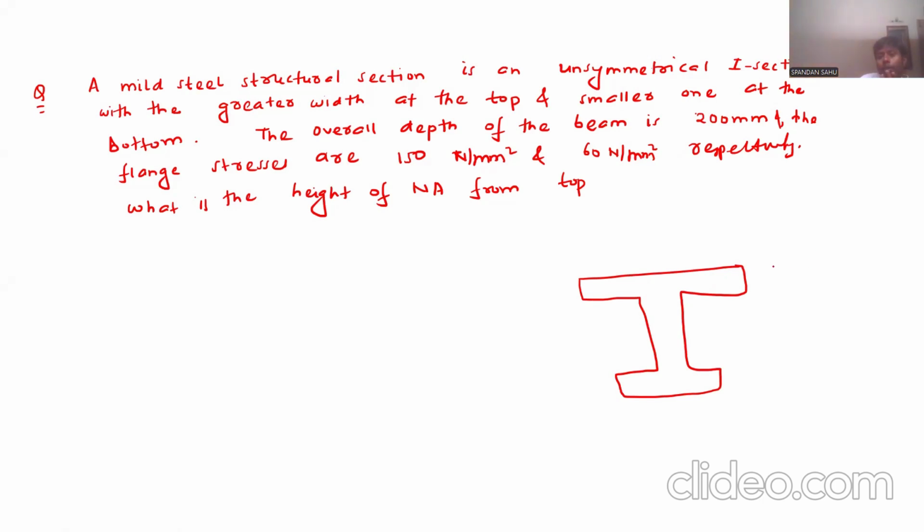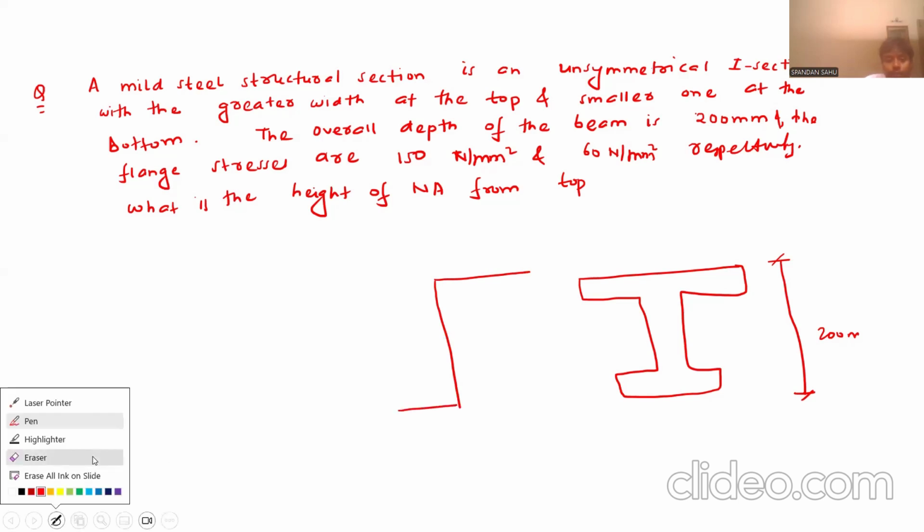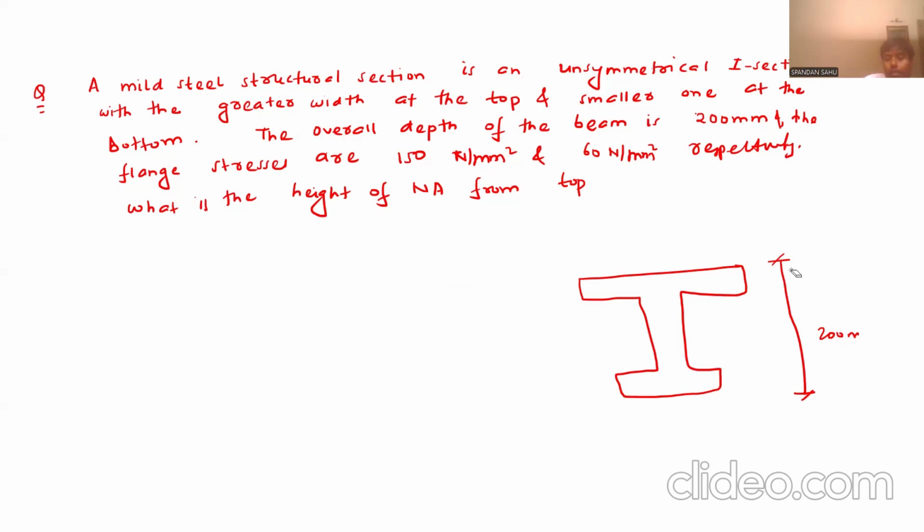And the overall depth of the beam is 200 mm. That means this is 200 mm. And the flange stress is 150 Newton per mm square at top and 60 Newton per mm square at bottom. That means this is 150 and this is 60. This much information has been given to us.